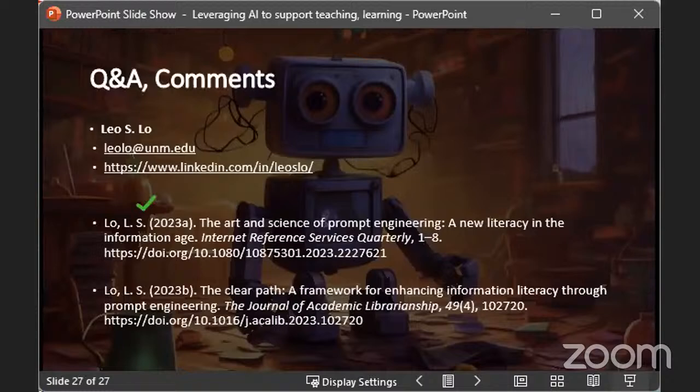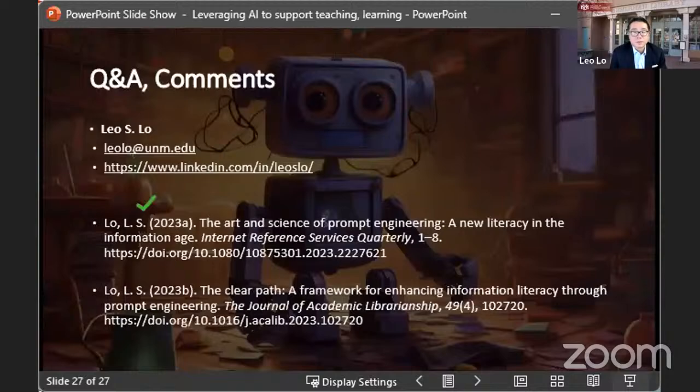Dr. Lo, if the library would like to support our students' AI literacy, do you think we should start by introducing students to different AI-based applications, or is there anything that would be a good thing to start with? Thanks so much.